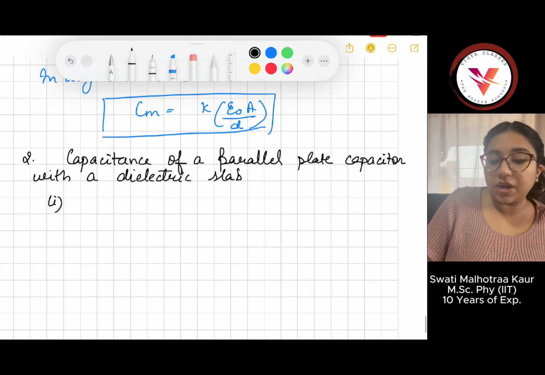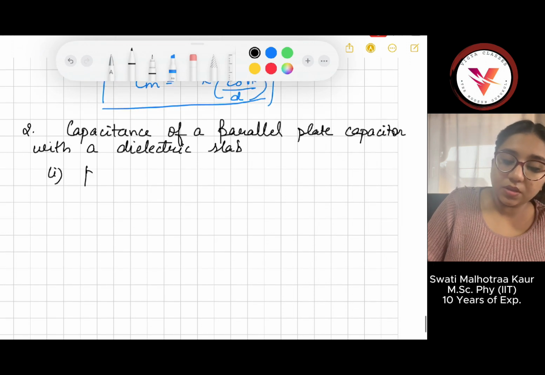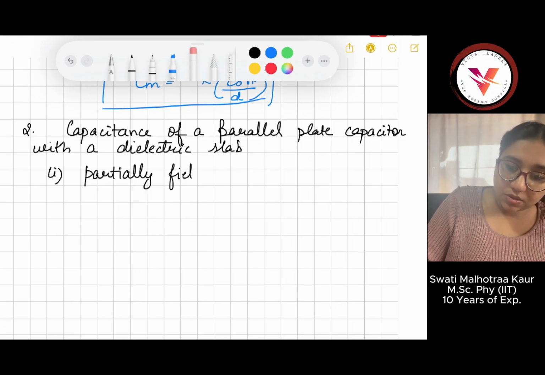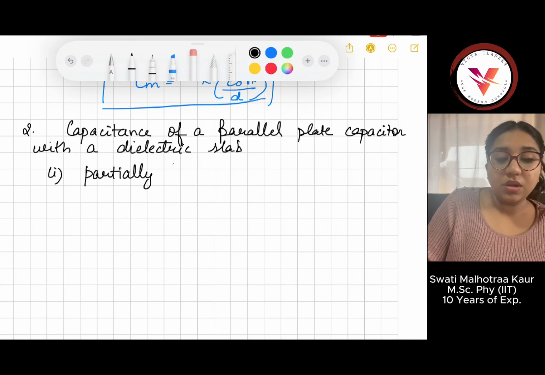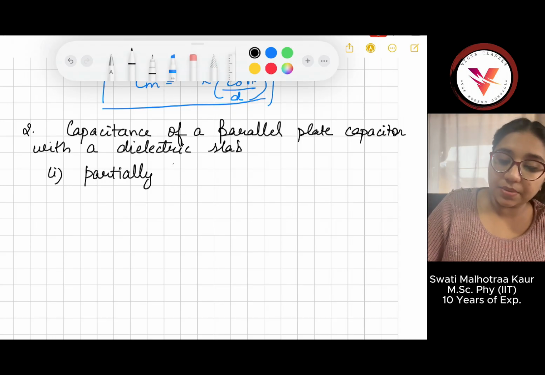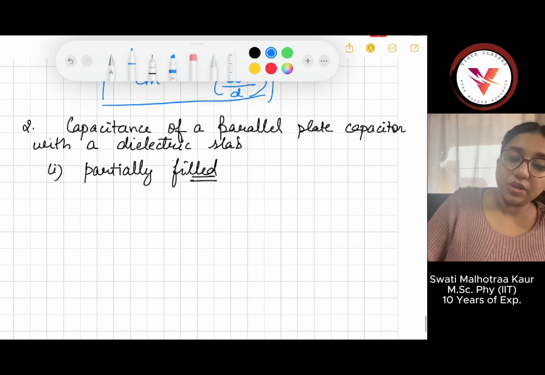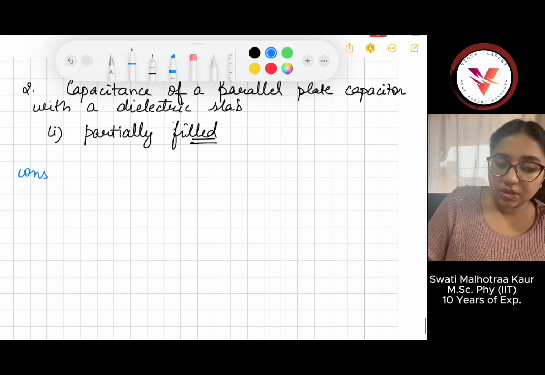First, we'll do the partially filled case. Okay, partially filled means there is some space between the capacitor plate and the dielectric slab. Partially filled. Okay, so here again, same thing.